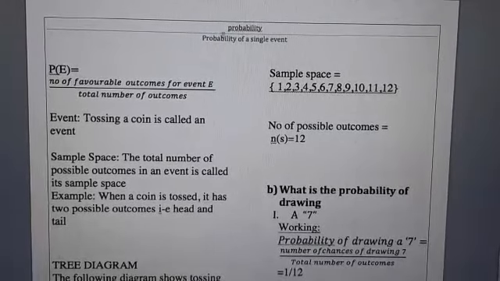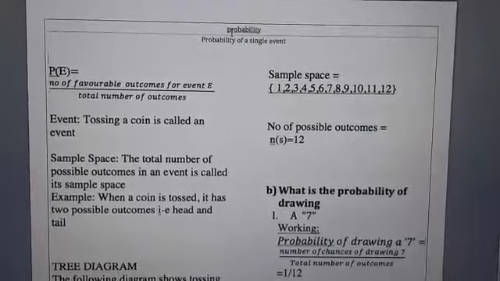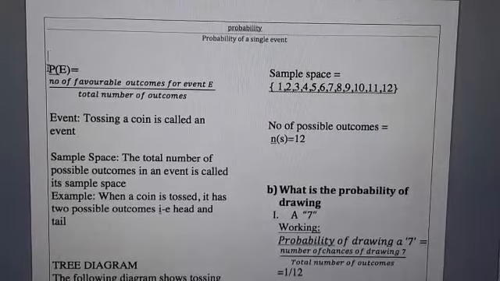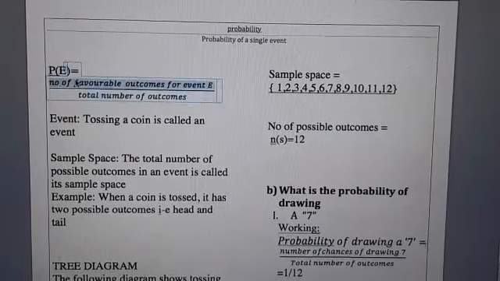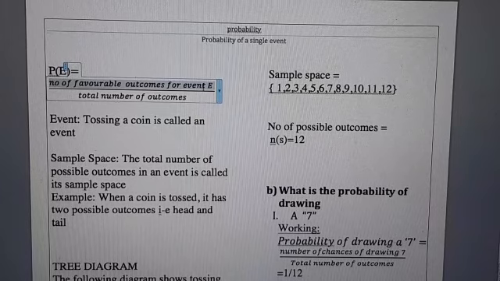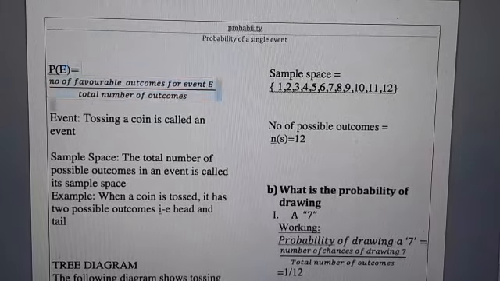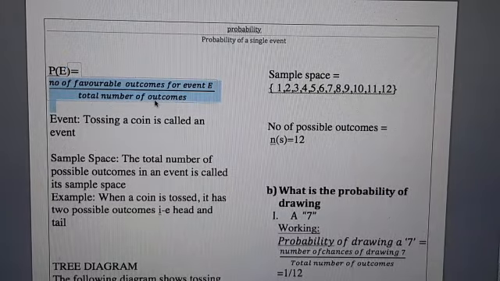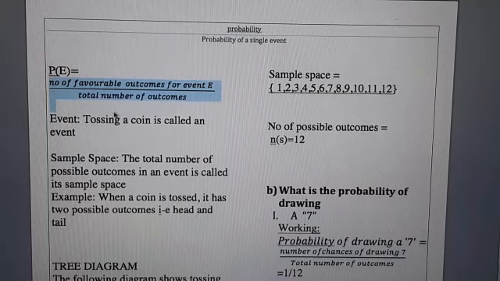This video is related to probability, and we are going to discuss the probability of a single event. Basically, the probability of an event is the number of favorable outcomes for the event, let's suppose the event is E, divided by the total number of outcomes.